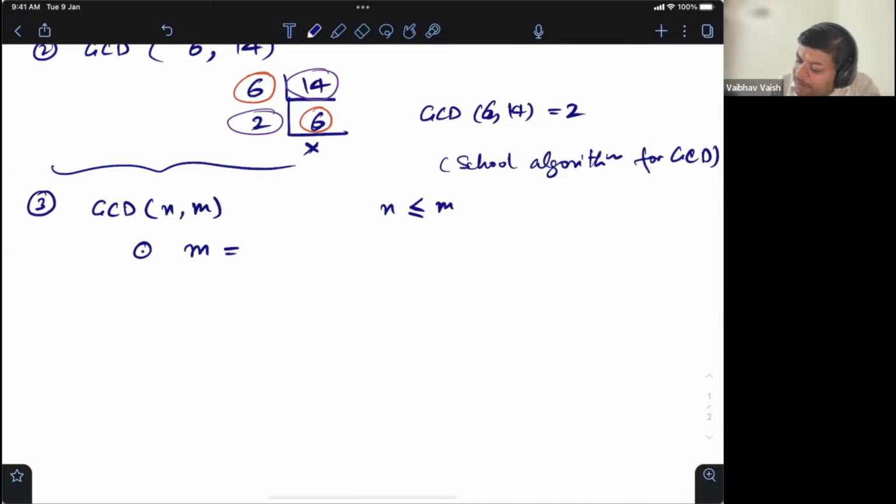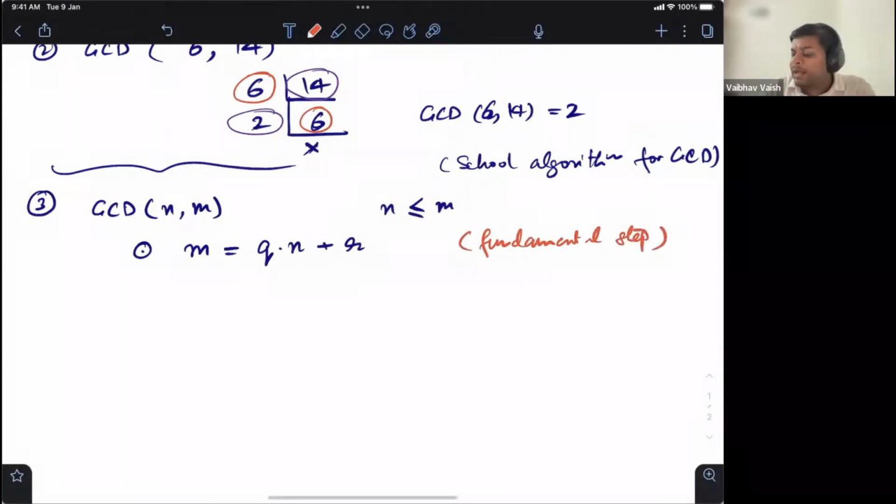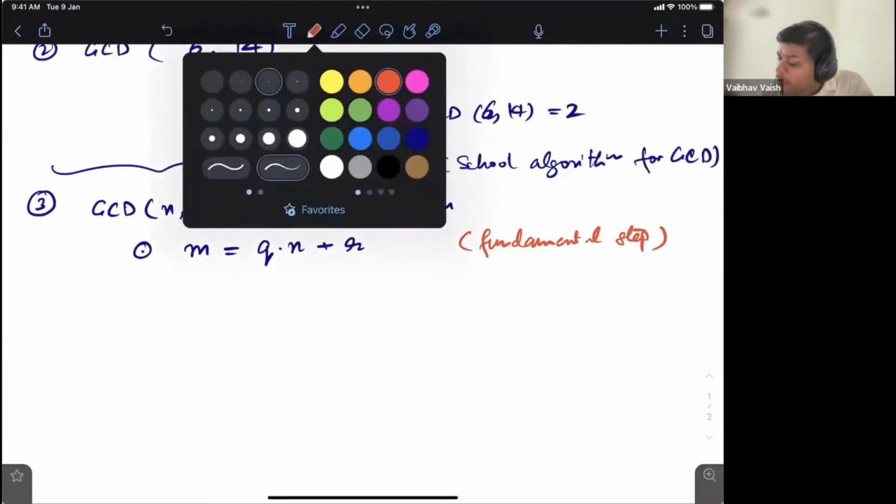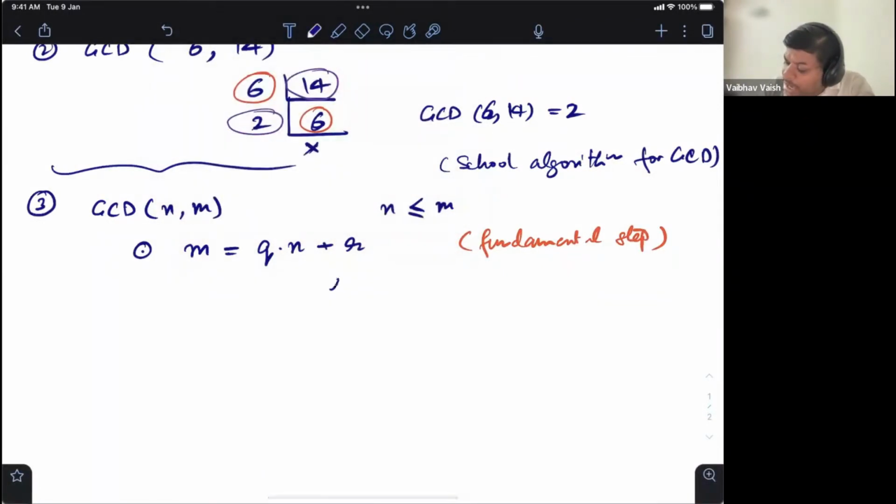m can be written as a quotient times n plus a remainder. This is a fundamental step, and it is available whenever you have something like this. There is one more property. Let me say R is between 0 and n. Sorry, let me write.